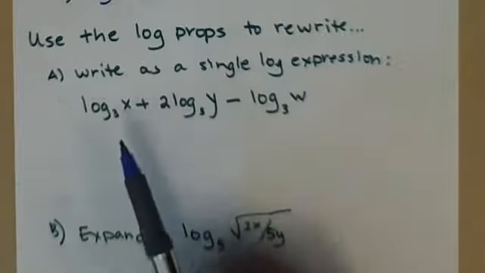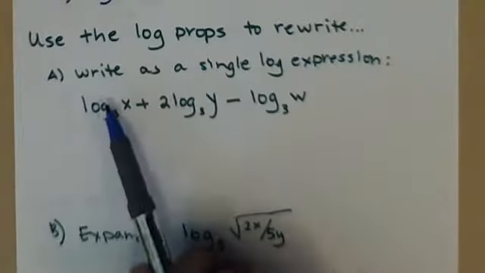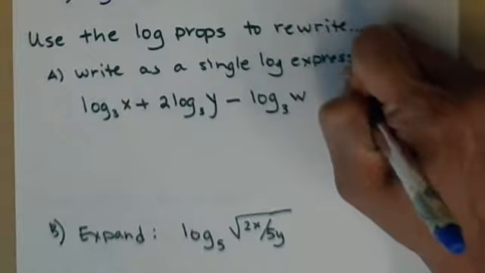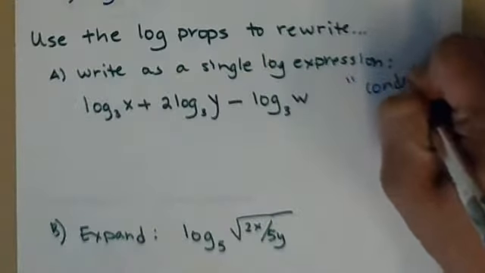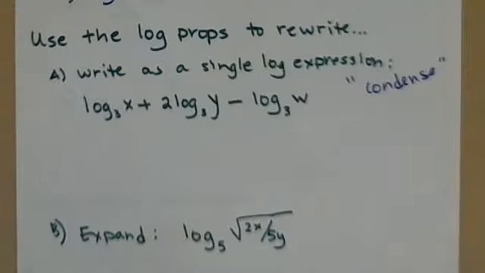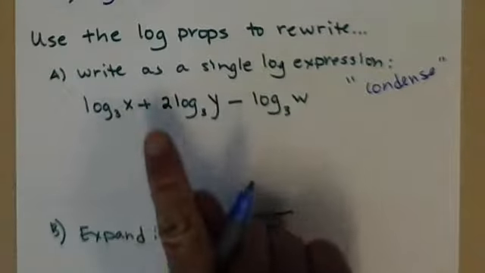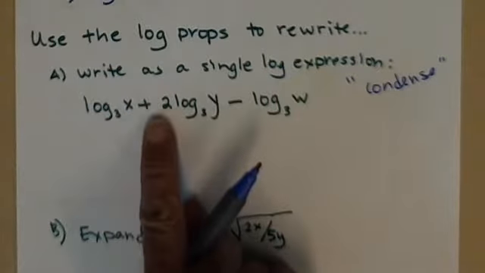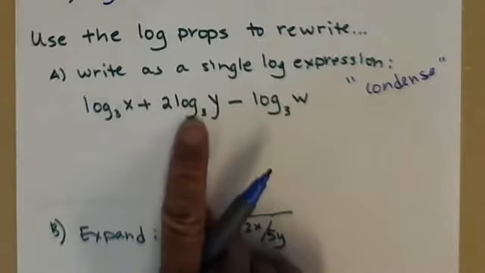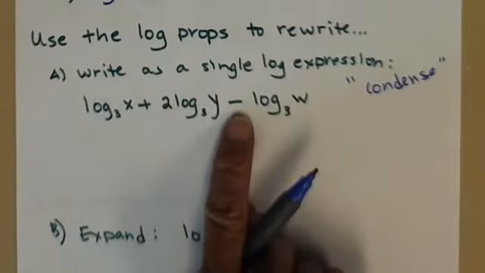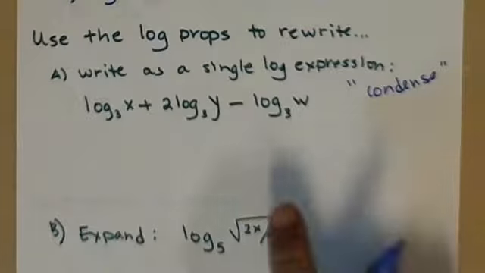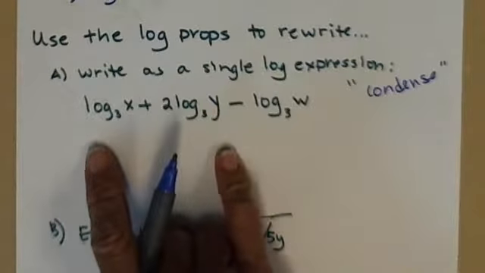The first one: use the log properties to rewrite as a single log expression. That's the long version of condense. So I need to condense this expression here. They all have the same base, so that's good. Log base 3 of x plus 2 times log base 3 of y minus log base 3 of w.